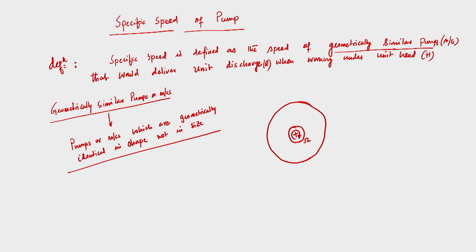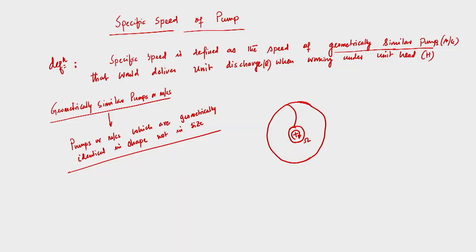I have discussed many times that it is normally advisable to have the impeller equipped with backward curved vanes. With forward curved vanes, the head developed by the pump will be higher, but it has another problem. So if I have an impeller with backward curved vanes, this is the impeller of a radial flow pump, and this is the three dimensional view.